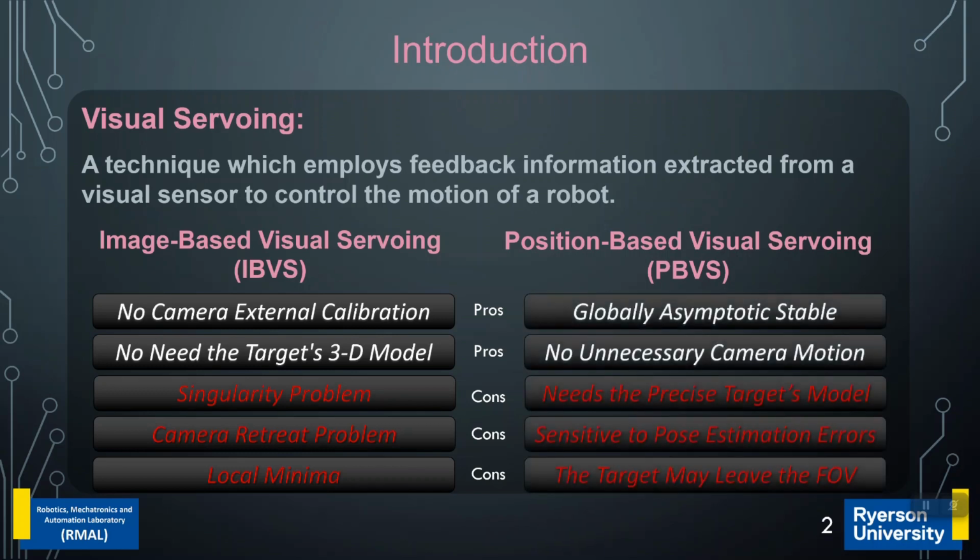On the other hand, in PBVS, although the system is globally asymptotically stable and we have direct control over the camera motion in the Cartesian space, a precise model of the target is required and the controller is really sensitive to camera calibration errors. In addition, the target may leave the camera's field of view.